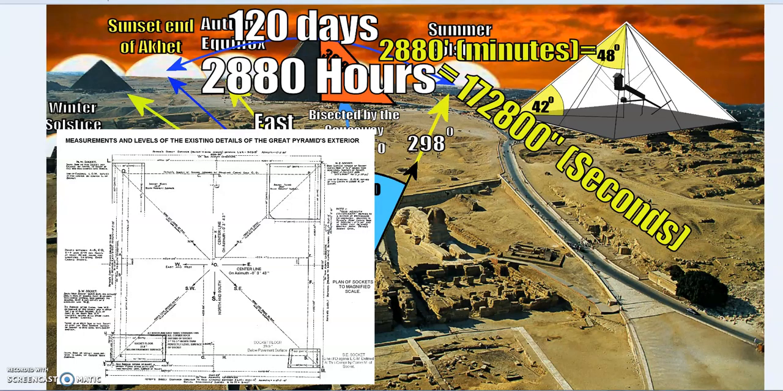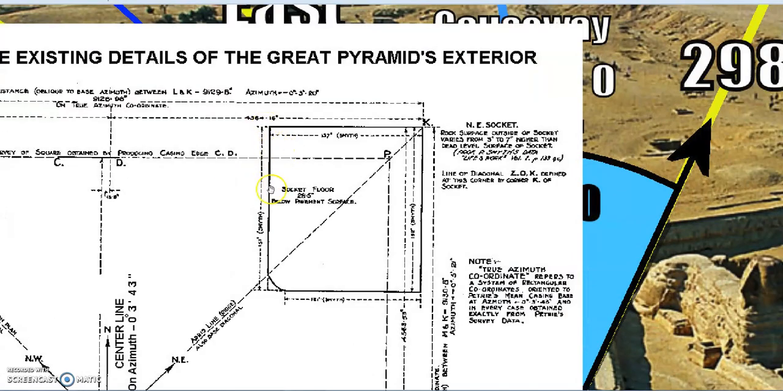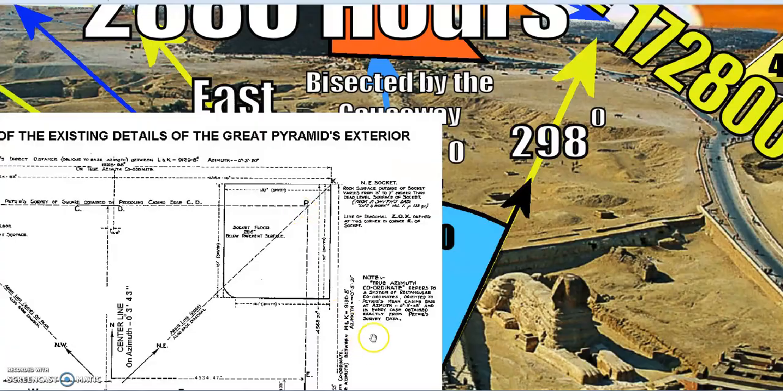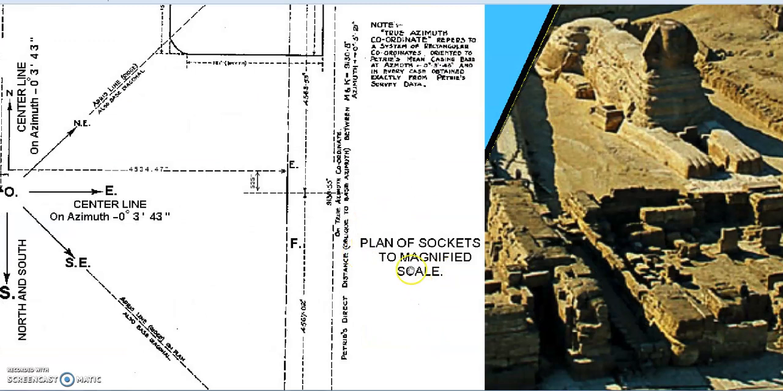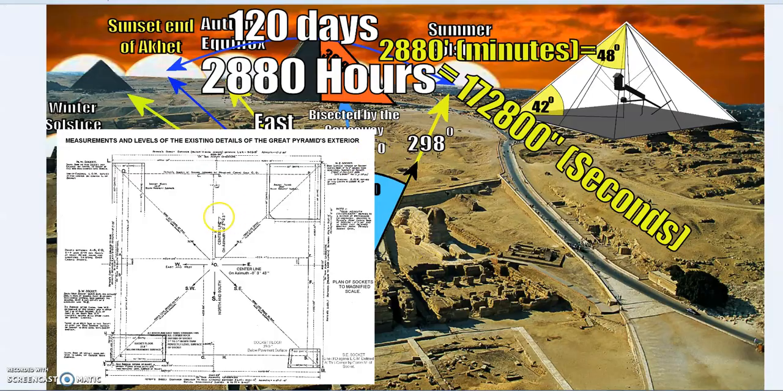And also we have what's called the sockets at the corner. Now this illustration exaggerates the size of the sockets just for illustrative purposes, and it also says so in the plan of sockets magnified to scale. But this would also relate to Seshat and the stretching the cord ceremony, where they talk about where Seshat assists the pharaoh in aligning the temple before construction. She also talks about the cornerstones of there. So what the sockets are, they are the cornerstones at each corner of the Great Pyramid.